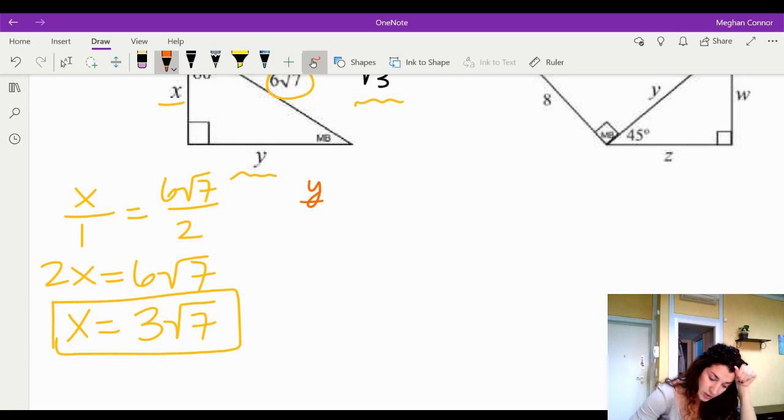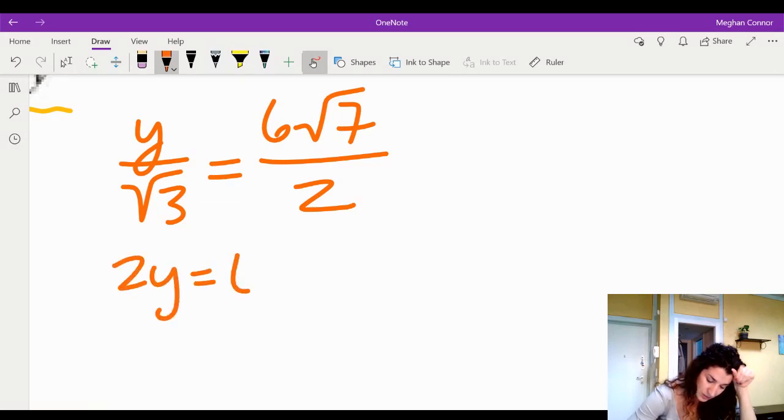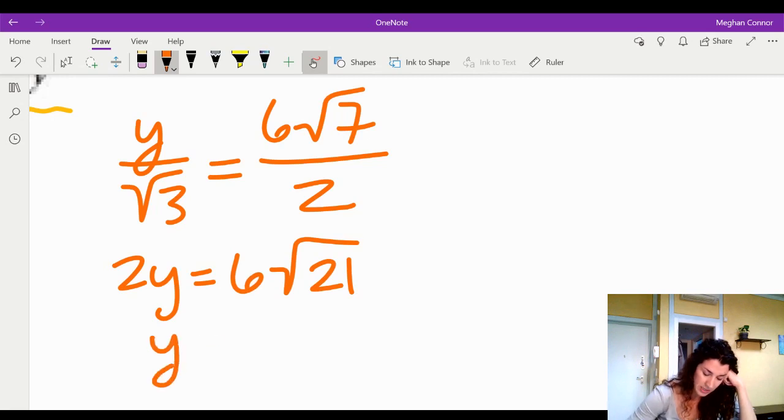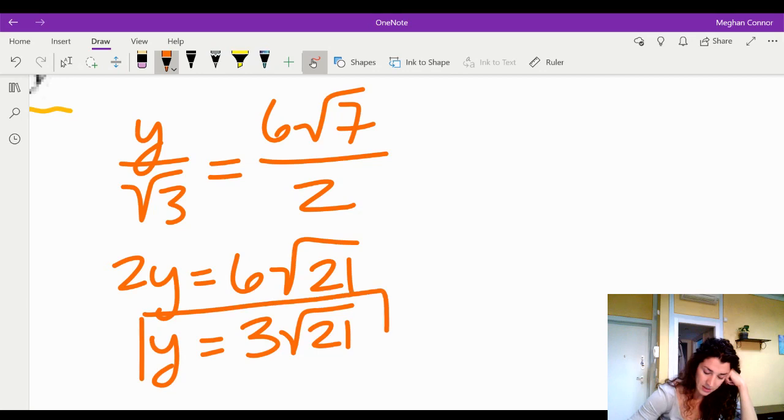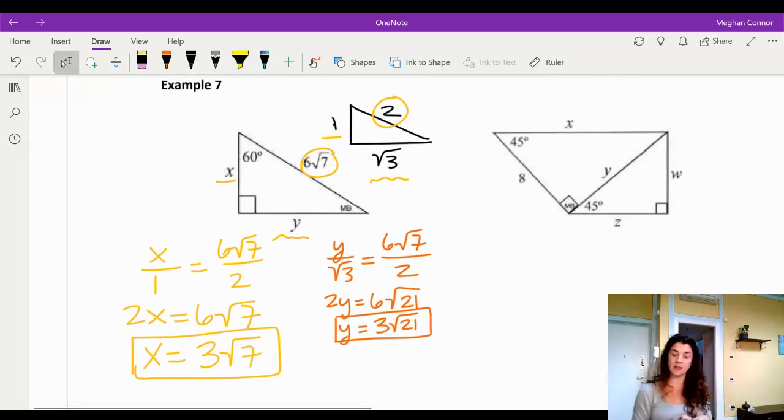Y corresponds to square root of 3. Again, I'm referencing back to 6 square root of 7 to the hypotenuse on the other guy, which is 2. Cross multiplying, I get 2y equals 6. The two square roots now multiply together to become the square root of 21. Dividing both sides by 2, I get y equals 3 times the square root of 21. That is how you solve for exact side lengths.